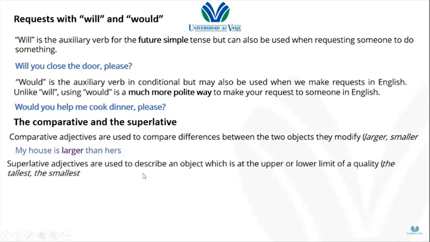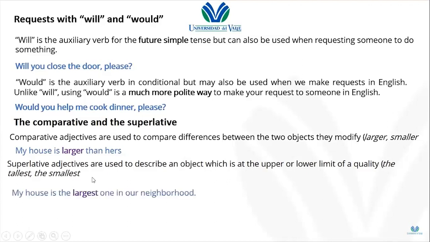In the case of superlative, adjectives are used to describe an object which is at the upper or lower limits of the quality. Example, the tallest, the smallest. Basically, it's the same here. Rules: if the adjective has one syllable or two syllables. Let's see an example here. My house is the largest one in our neighborhood, right?